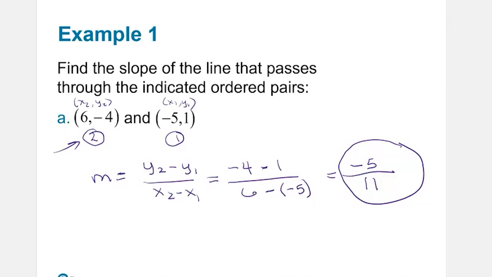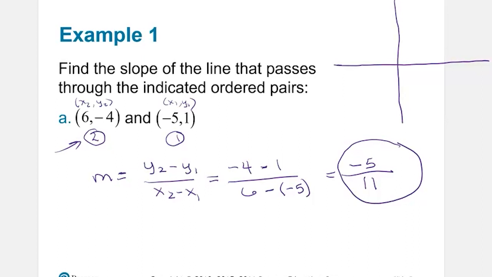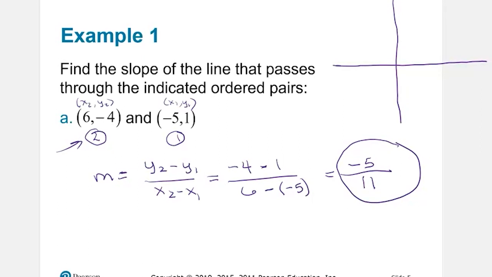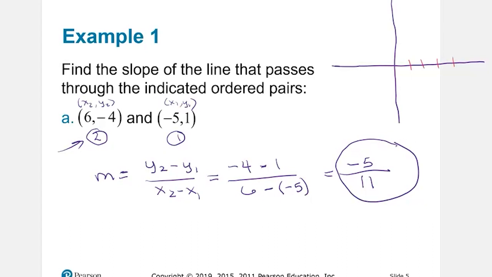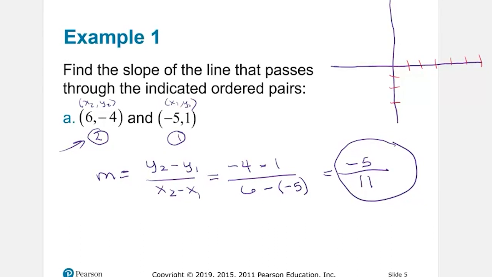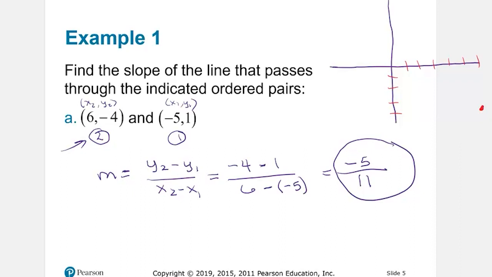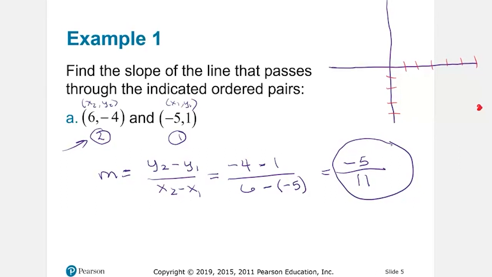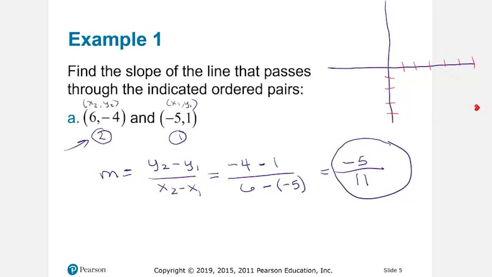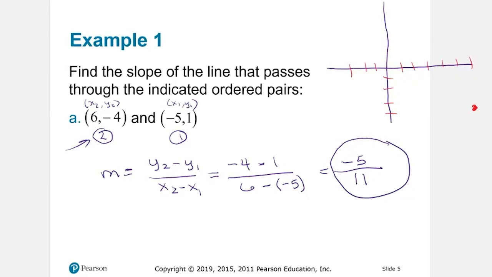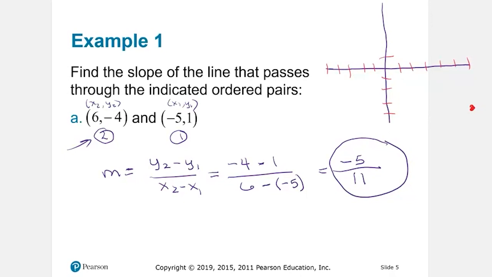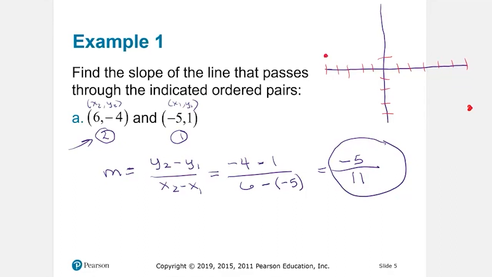-5/11. Now, I also would like to show you that if you graph that line, oh, I'll show you. So 6, -4. So let's go 1, 2, 3, 4, 5, 6. 1, 2, 3, 4. So here's this point. That's the second point actually. And -5, 1, 2, 3, 4, 5, comma 1. So that goes here, right?